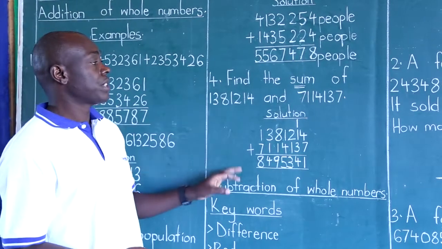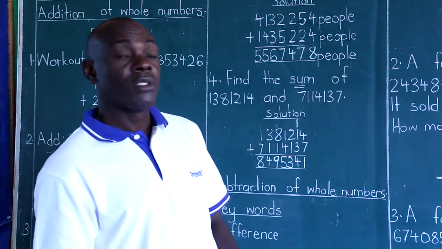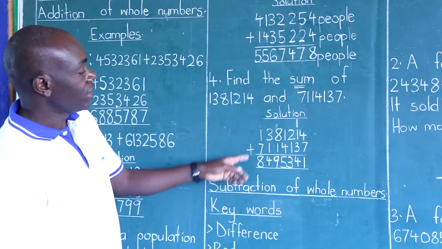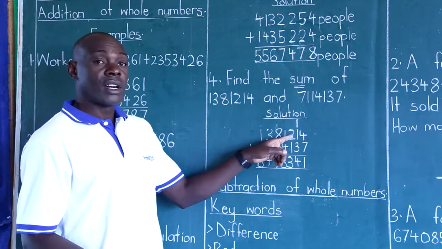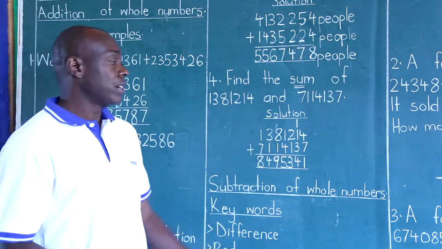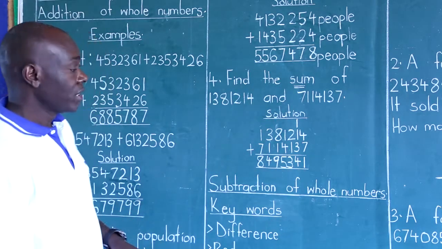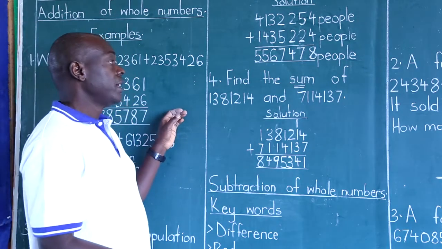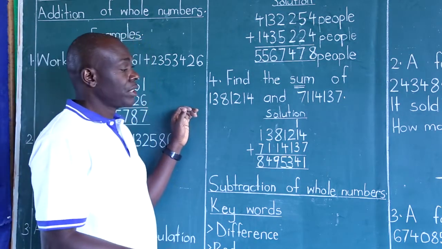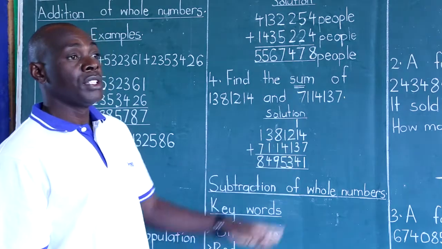Today we've got two numbers, 1,381,214 as well as 7,114,137, to be added. Still, do add them and write 1,381,214 plus 7,114,137. Of course, order them, like I said before, according to your place values, beginning with ones all the way to millions, then add accordingly. In number 4, we shall have regrouping, or what you call carrying, because we shall have a sum that will lead to 10 plus.